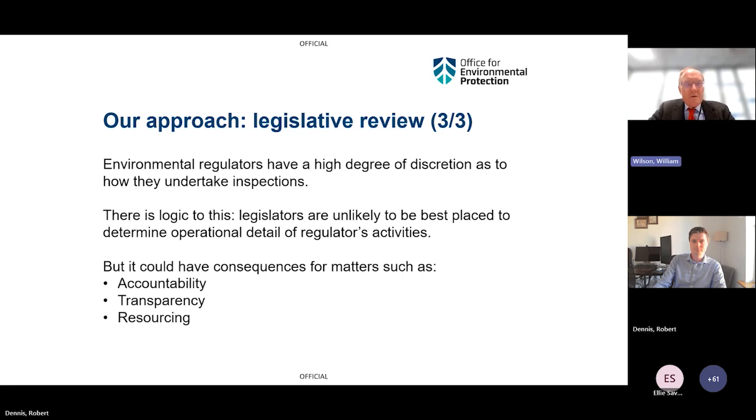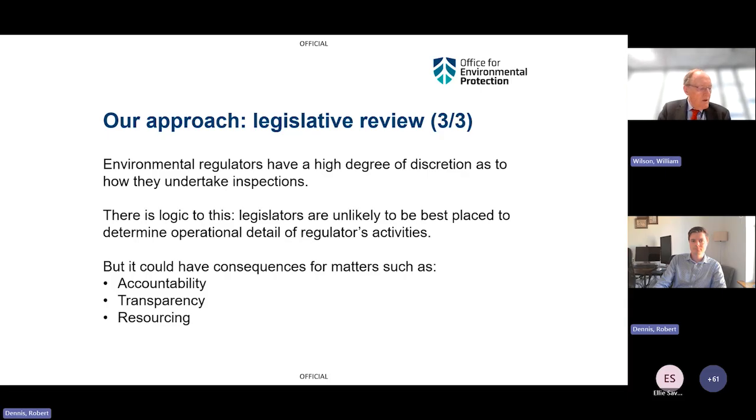Because if you give regulators that much discretion, who do they have to report to? How transparent are their operations? And, are they giving enough information to justify the resources that they may need in order to carry out their operations effectively?